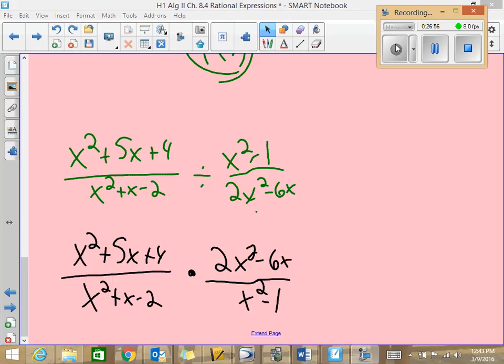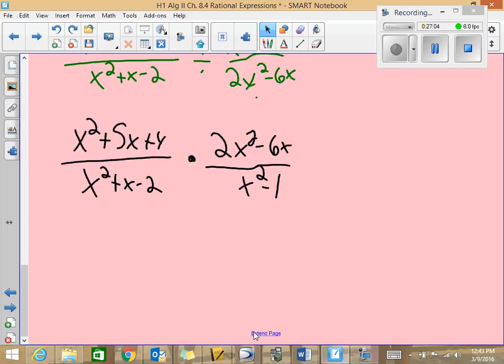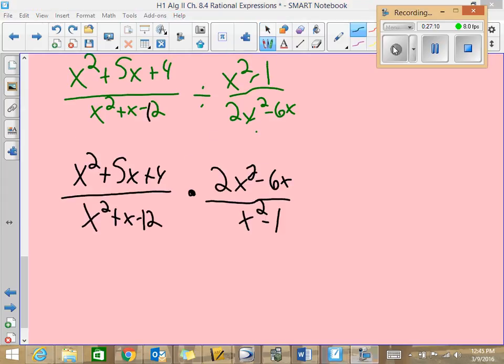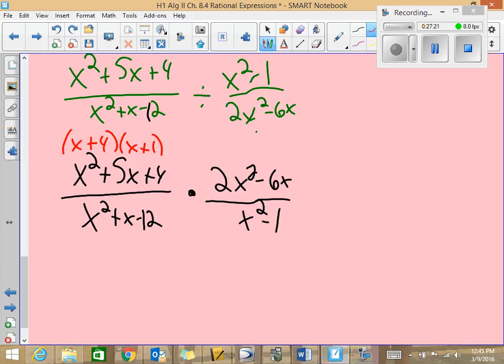Okay, so first, you all keep working, I'm just going to talk for our sophomores. So you want to switch it to multiplication, flip the second, and now factor. Okay, so that should be a 12. So x squared plus x minus 12, and then minus 12. So we get x plus 4, x plus 1. Over here we get x plus 4, x minus 3. I'll give you a heads up on that one. And then 2x squared minus 6x, what did that turn into? 2x, x minus 3.